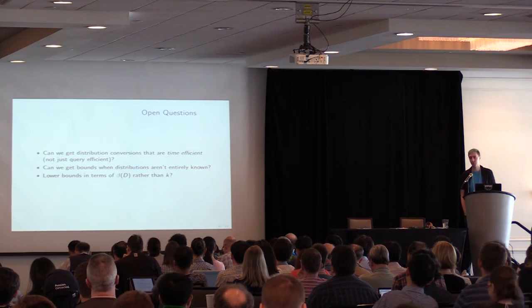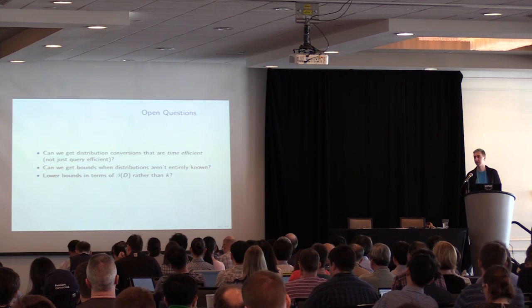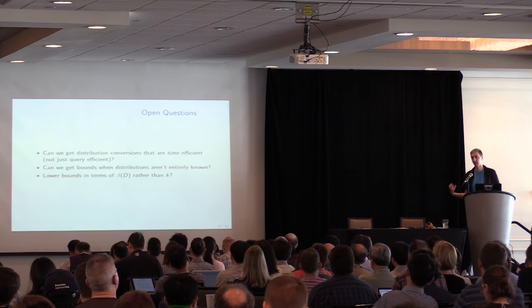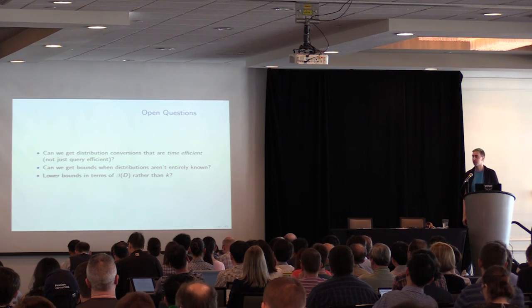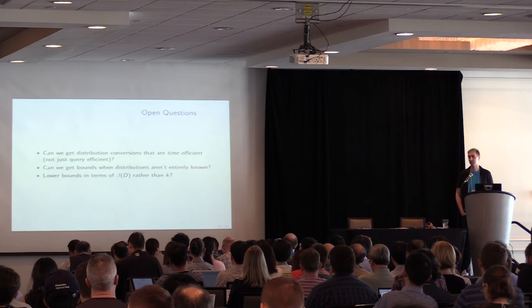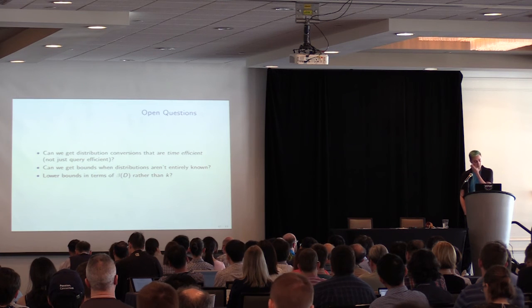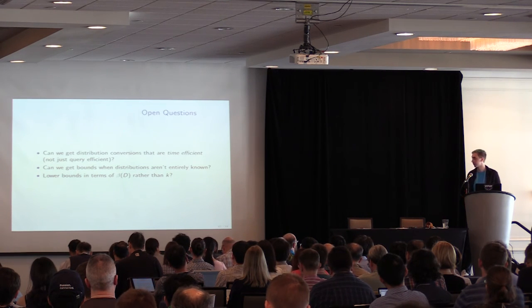So there are still some open questions. For example, this process isn't necessarily efficient, breaking up the distributions. These distributions, of course, are intended to be quite large, and so it'd be nice to find ways to make that distribution conversion a bit more efficient. It would also be nice to consider cases where we aren't able to entirely characterize the distribution. And it would be nice to characterize some of those lower bounds in terms of beta, the collision entropy, rather than just the min entropy.